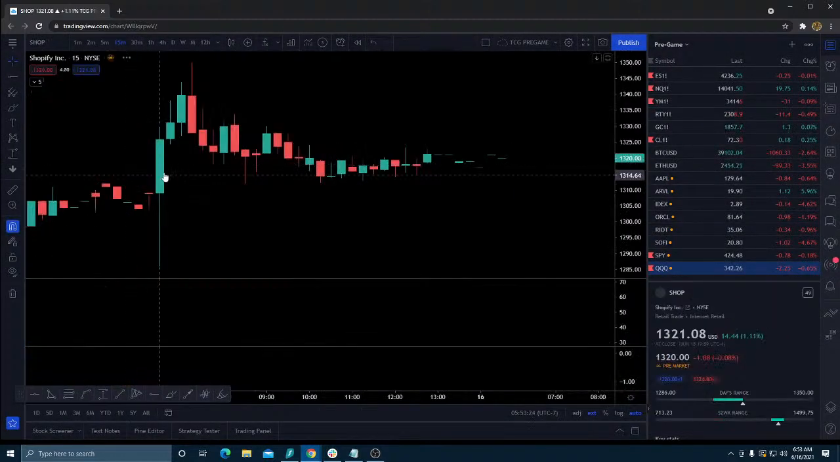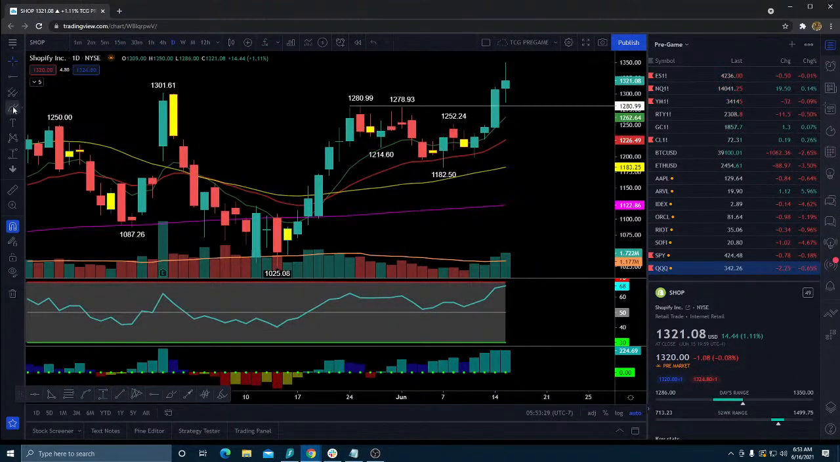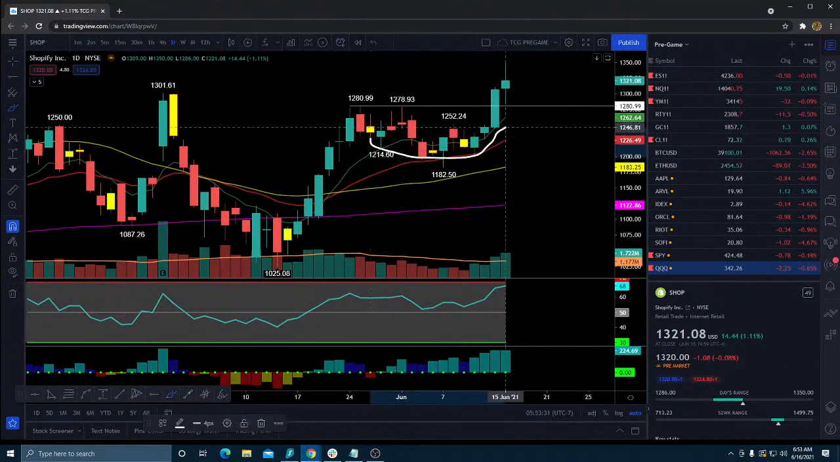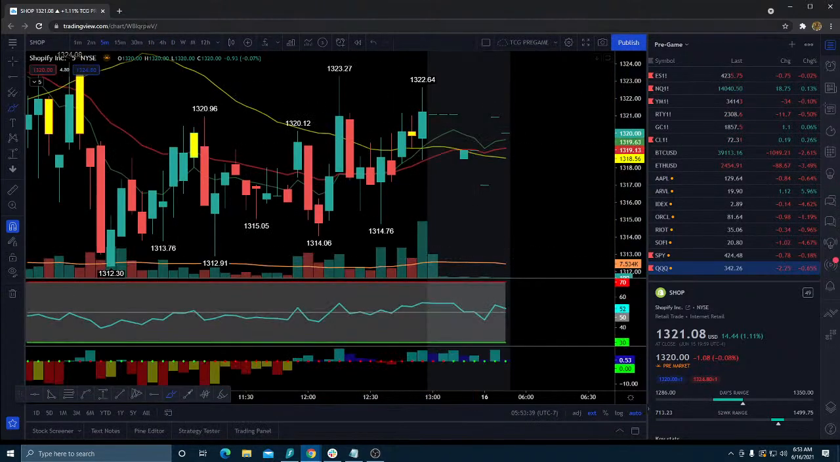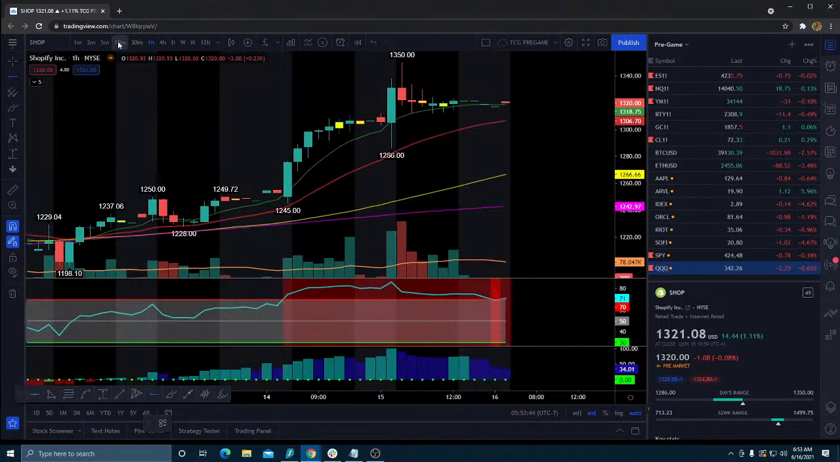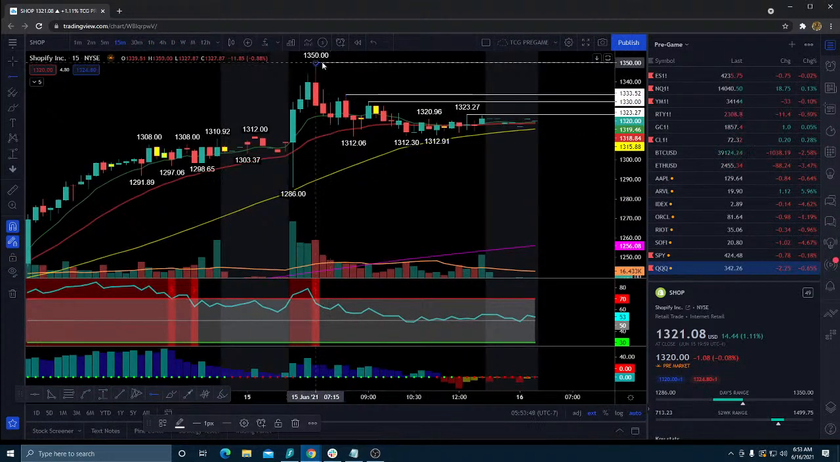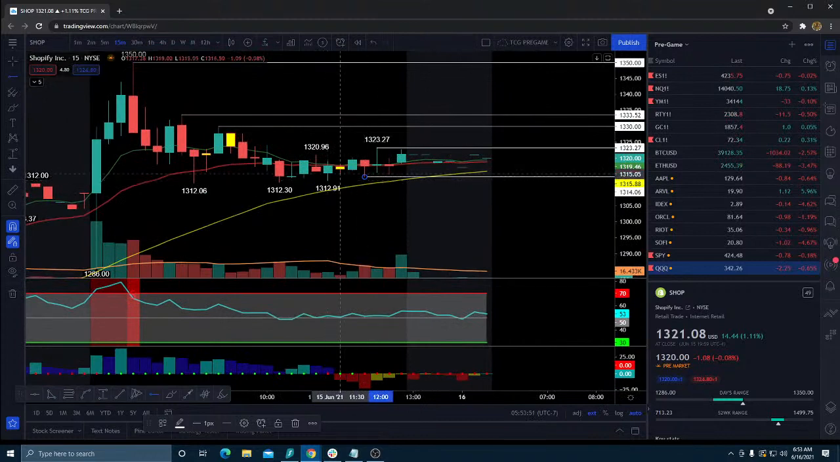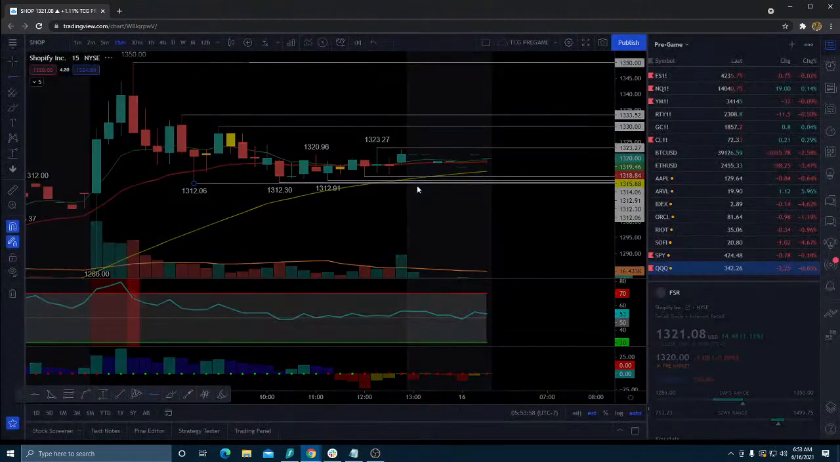SHOP, and then this will be my last one. SHOP, this is my favorite type of pattern when we have this rounded bottom, increasing bull volume. It was green on a red day yesterday, so I like SHOP to the long side. Your key levels are 1350. I trade this one a lot, so I know it is 1360.